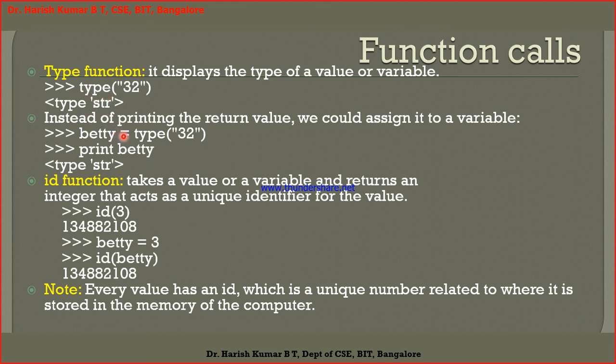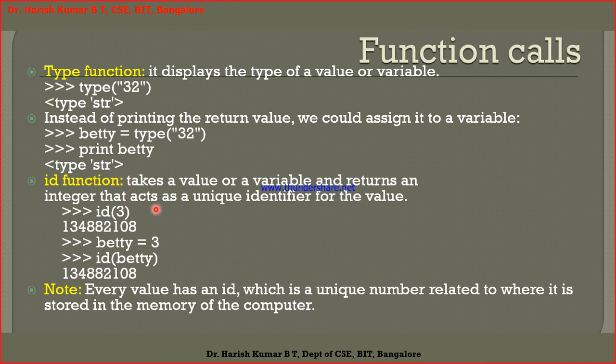Instead of printing the return value, we could assign it to a variable. This is what I'm doing. See, type also returns. I'm just executing without any LHS. Type 32, it told me string. Now I don't want the type value to be printed. I just want to assign it to some other variable. So I have taken betty is equal to type 32. Now the type of 32, which is written in double quotes, is assigned to betty, and then I'm printing it. It says type str.